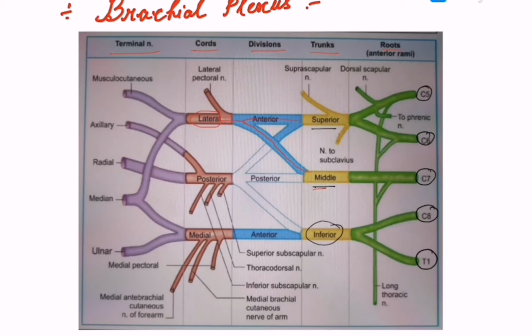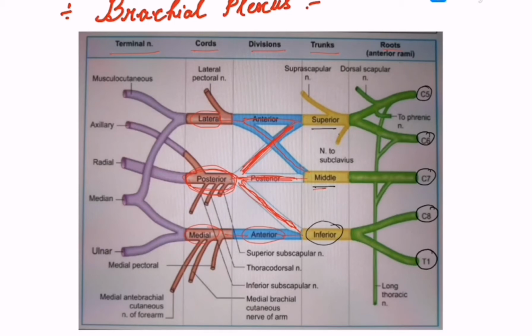Similarly, the posterior division of the middle one comes and forms the posterior cord. Now, the anterior division of the inferior trunk forms the medial cord. The posterior division of the superior trunk, the posterior division of the middle trunk, and the posterior division of the inferior trunk, these three posterior divisions form the posterior cord of the brachial plexus.